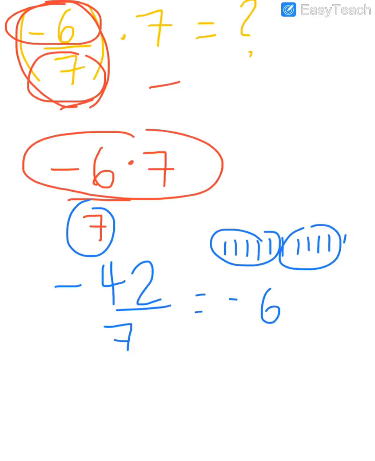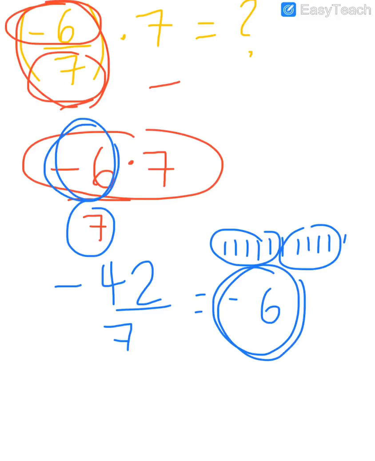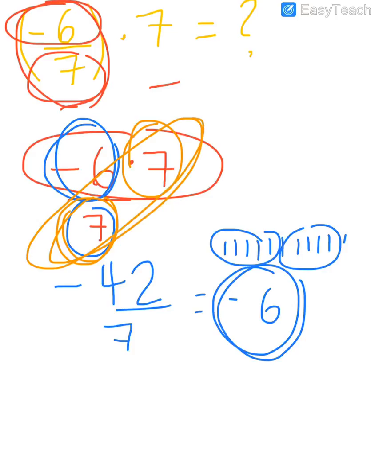So another thing that we could think about is the fact that we're left with a negative 6, which we see right here. So notice multiplying by 7, which is shown right here, and dividing by 7 pretty much undo each other, right? If you double something and then divide it by 2, you've canceled it out. So these operations undo each other, which is why we're just left with a negative 6.